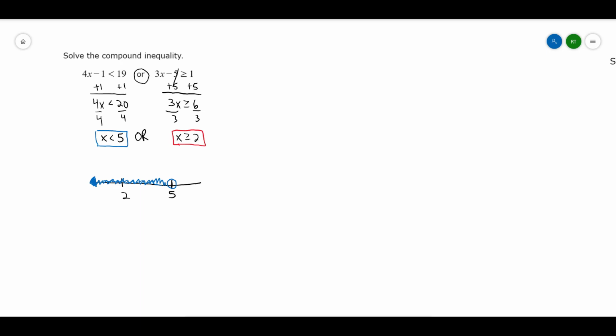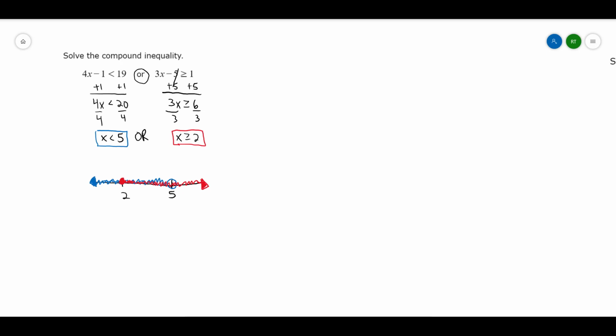And then the next one, I'm going to graph. It says graph all numbers greater than or equal to 2. So greater than or equal to means I'm including it, so I'll put a solid dot. And then numbers greater than 2 would be to the right. So I keep shading all numbers to the right, and I keep going and going forever. So I'll put a solid arrow to indicate that it goes forever.